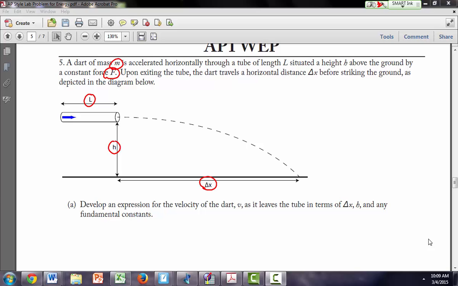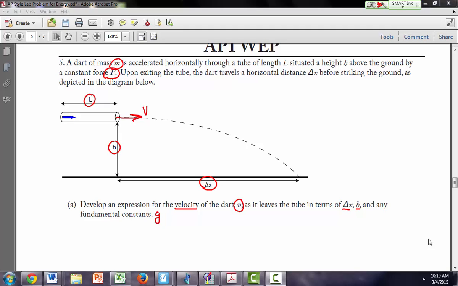Notice in part A they want us to develop an expression for the velocity of the dart v as it leaves the tube. So this velocity v at that instant in terms of delta x, h, and any fundamental constants. Fundamental constants would be something like little g, which usually comes into play in these kinds of problems. So our answer can only include delta x, h, and a fundamental constant like g, nothing else.